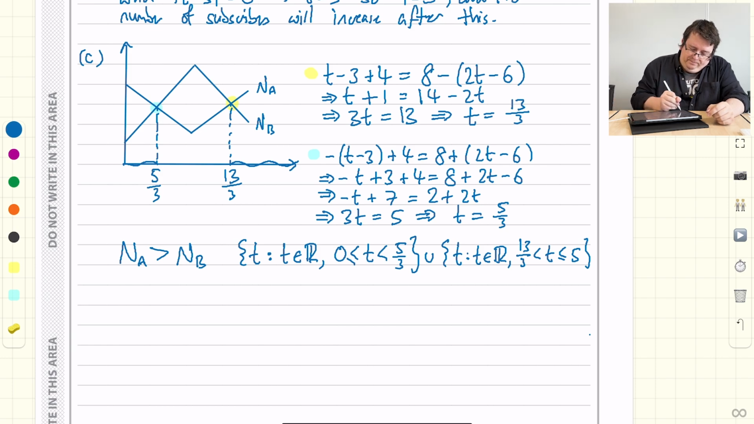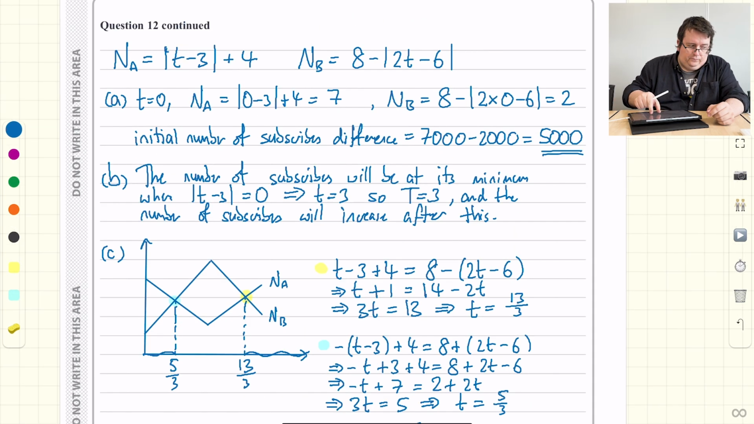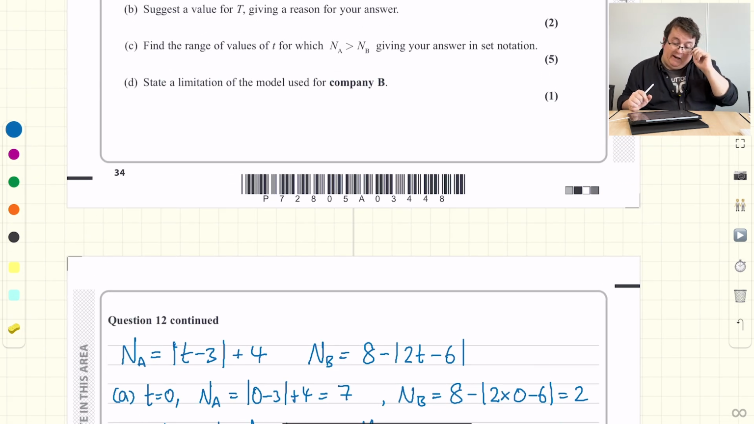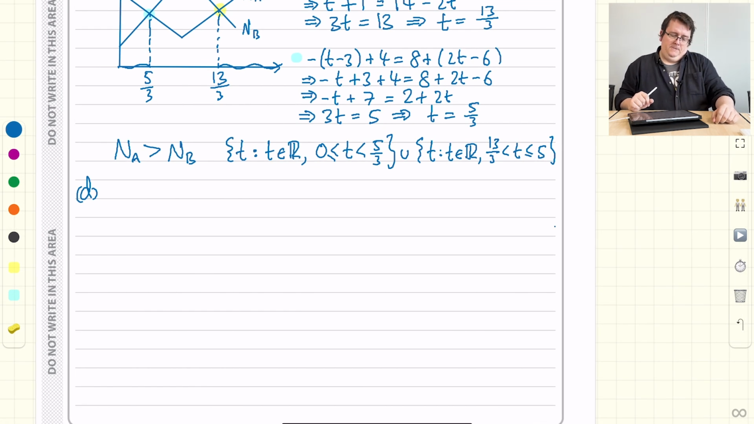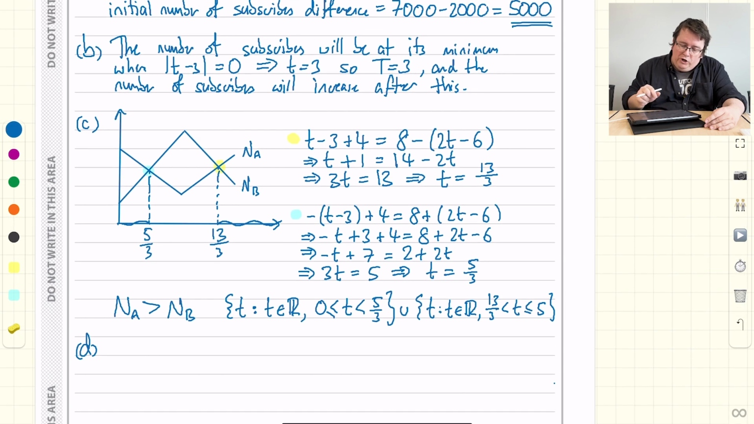Right. Part D then. State a limitation of the model used for company B. So specifically company B. Well, company B, if it continues on its trajectory, is going to continue to decrease even beyond and goes into negative number of subscribers. So the equation was 8 take away the modulus of 2t take away 6.